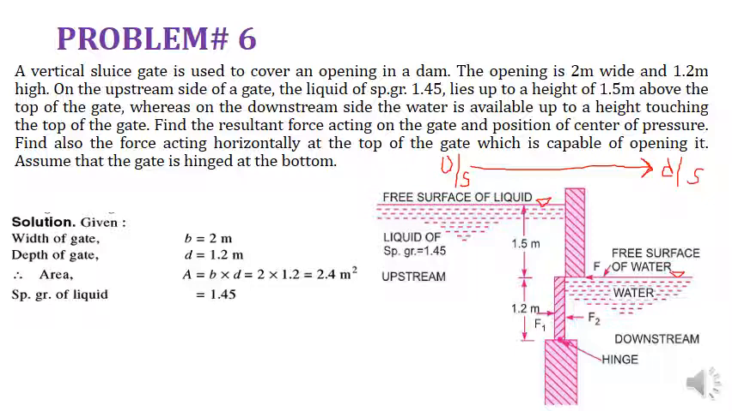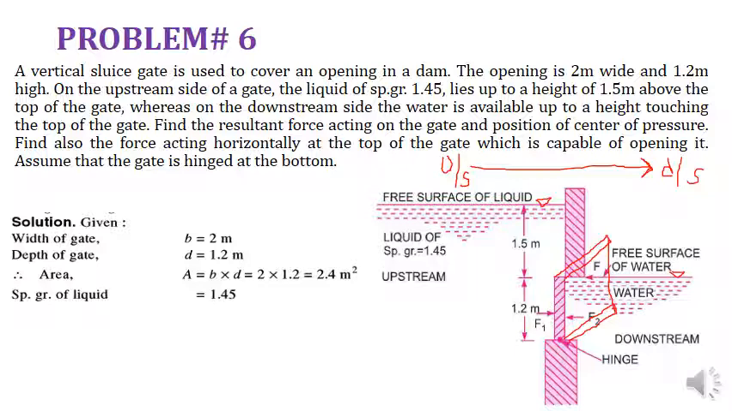Now we come to the other input data. Here the input data starts. The opening is 2 meter wide and 1.2 meter high. So the height is very easy. This is the depth, you can see 1.2 meter. Now what about the width? The width is in the third dimension, on the other side, like this. Inside the paper, this will be the width of it. So this width is equal to 2 meter.